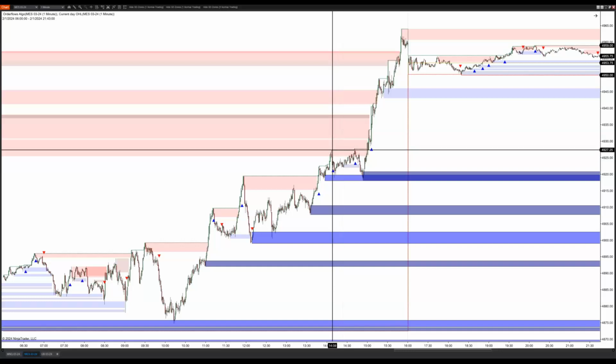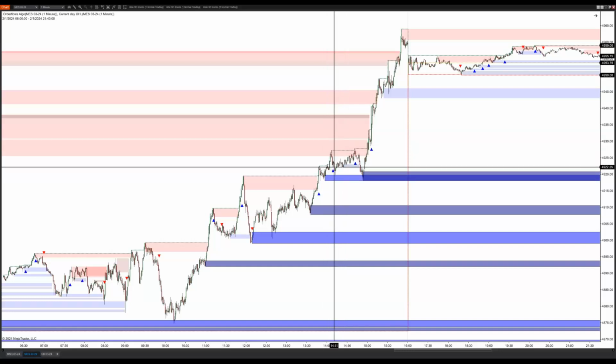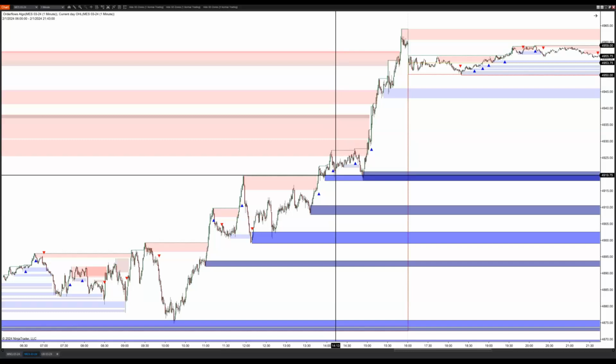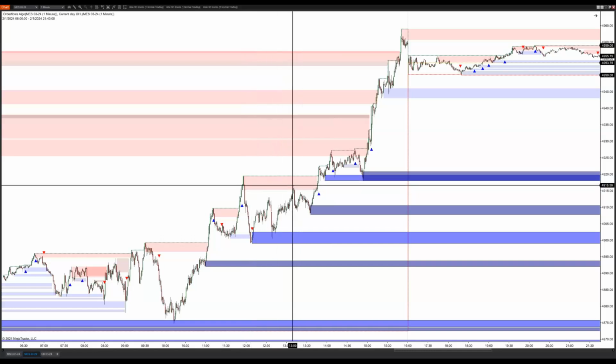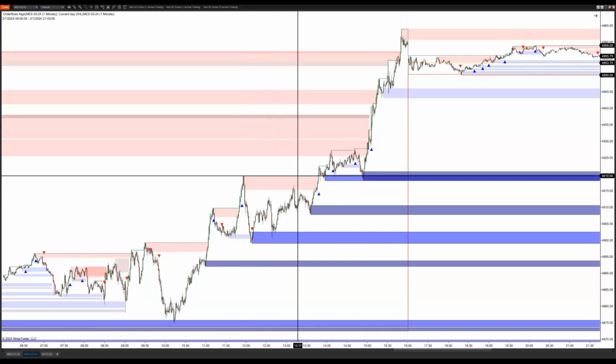You have a zone being drawn here, and it comes in here to the top of this zone. That's where you're going to add on. Just as if you had a zone here, you could always get short on a pullback, knowing that the other end of the zone is going to be where your stop is. And you still need to have stops. You can't trade without stops.